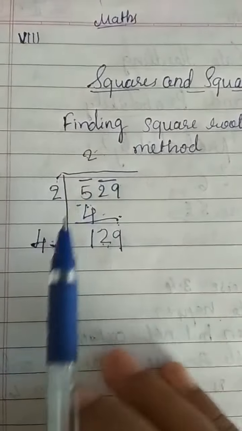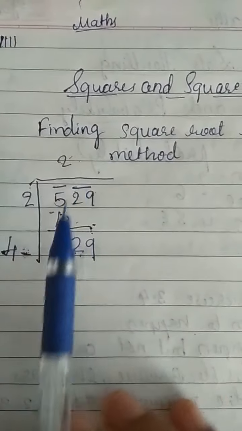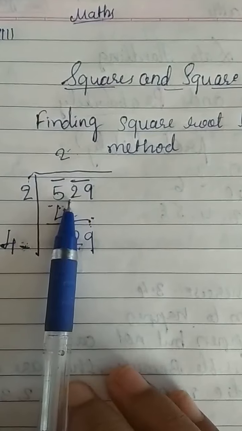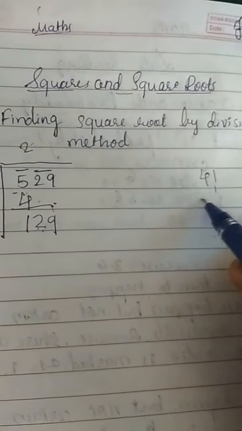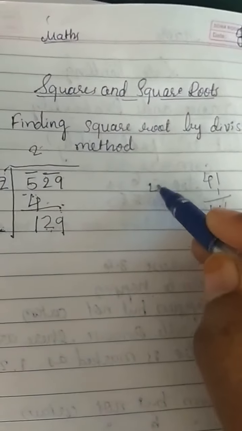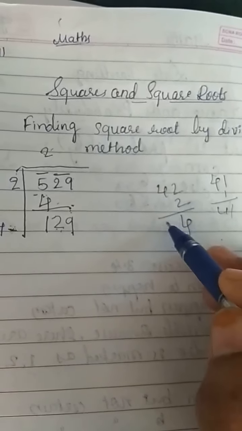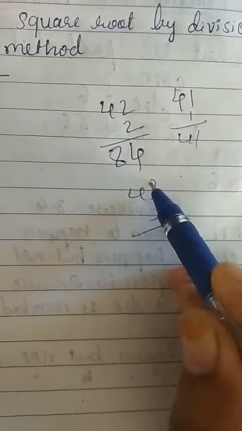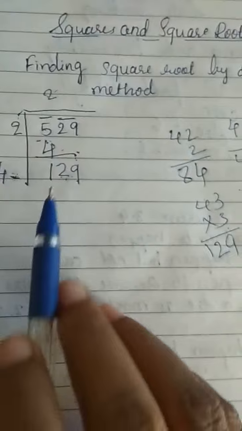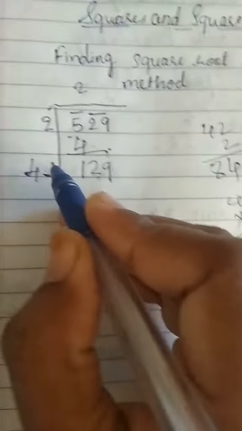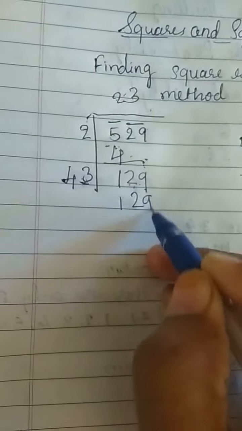Yes, such that when the new divisor is multiplied by the new digit in the quotient, the product is less than or equal to the dividend. In this case, observe here. Here 1 you can put. 41 ones are 41. 42 times 2: 2 twos are 4, 4 twos are 8. Let's check 43. 3 threes are 9, 3 fours are 12, 129. Our answer is 129 here. So here we have to fill 3, 3, 129.